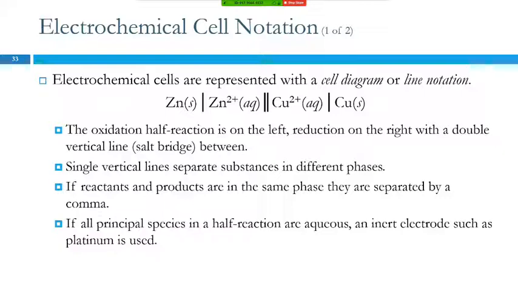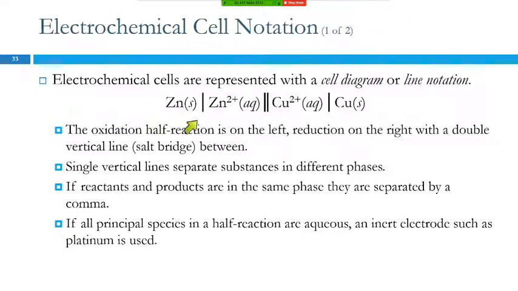So for electrochemical cells, we often need to specify what's going on in them, and we don't always want to draw pictures. So this is a cell diagram, and it's sometimes called line notation. So what we've got here is the anode on the left, oxidation, and so we've got reduction on the right. And that's just like the electric current. It's going from the anode to the cathode.